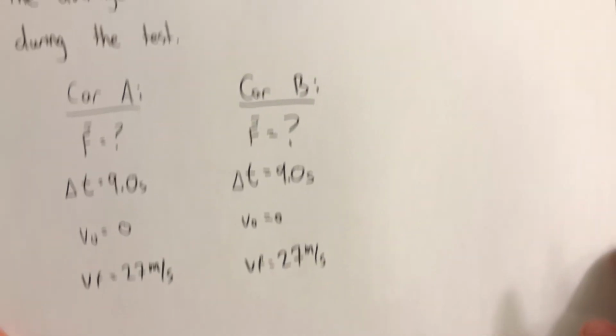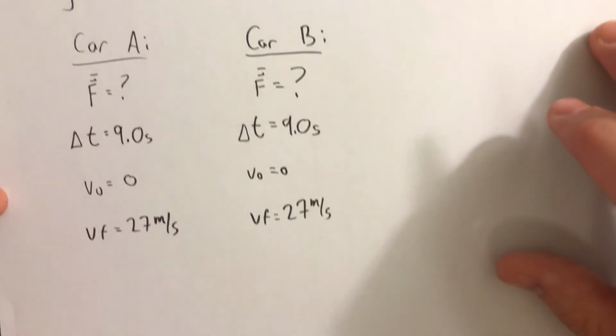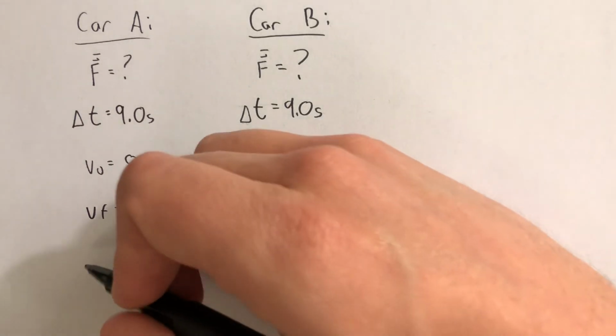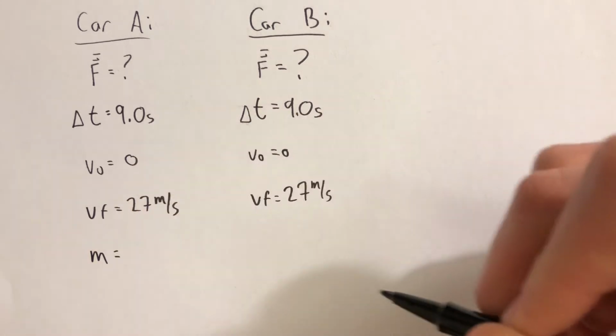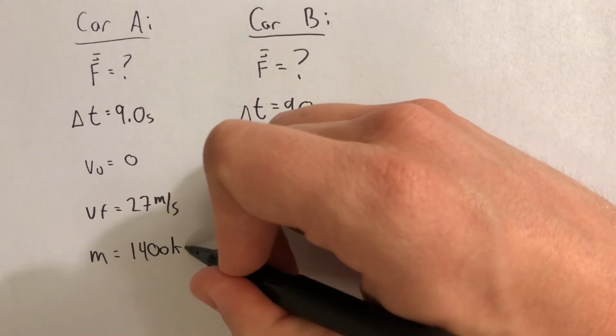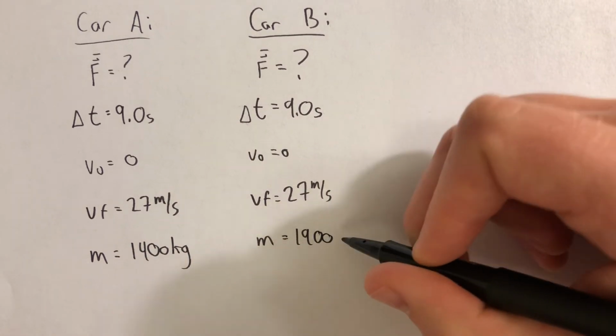Let's go back to our problem once more. Car A has a mass of 1,400, car B has a mass of 1,900. So that kind of gives us all the information we need to solve the problem. So M for A is 1,400, M for B is 1,900.